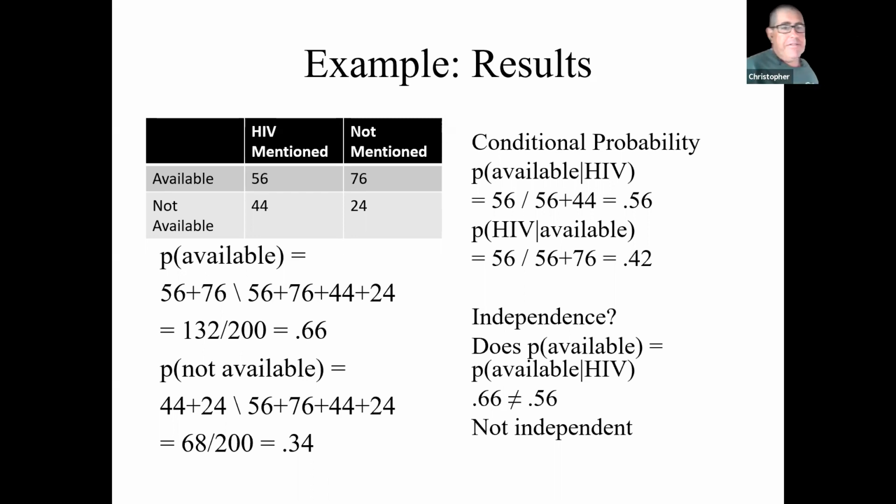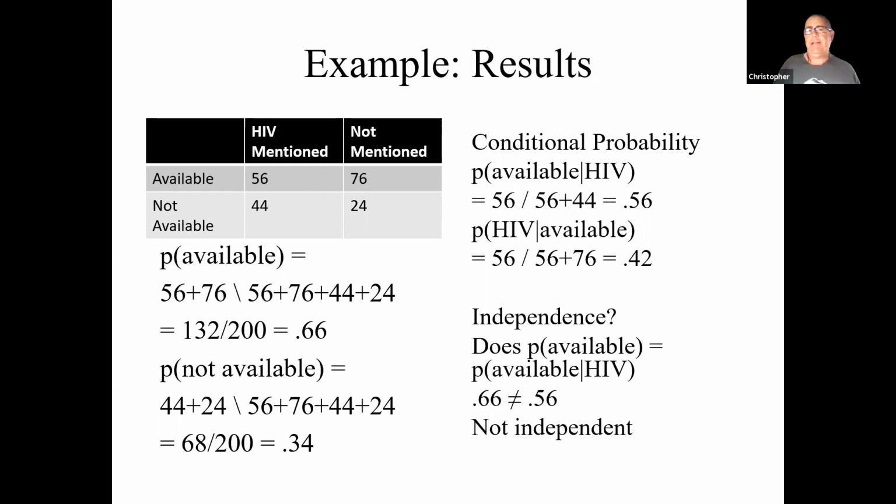Probability not available, that's just in the numerator, 44 and 24, the two not available responses, again, over the total number of values. So the number of ways things happened over the total number of things that did happen. So 68 over 200, not surprisingly, that's 0.34. 0.66 and 0.34 are the only two outcomes, so they add to 100.